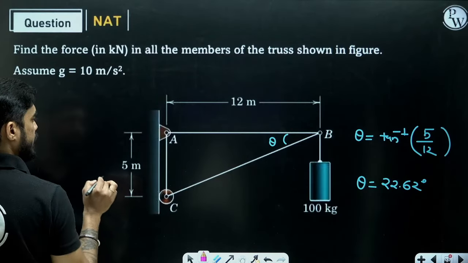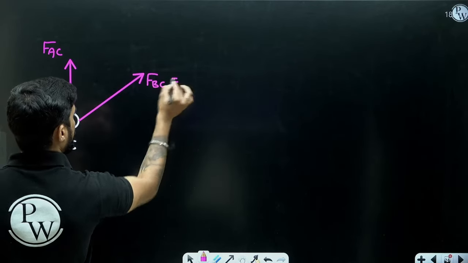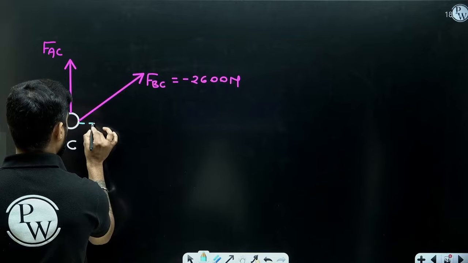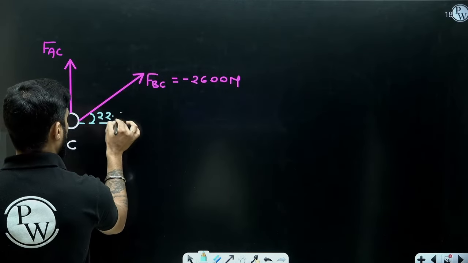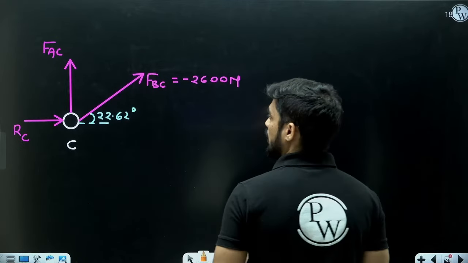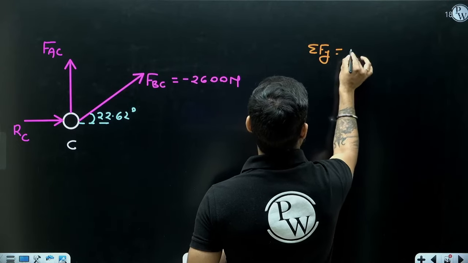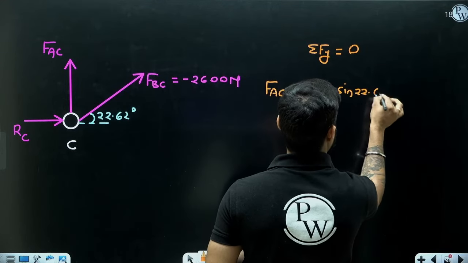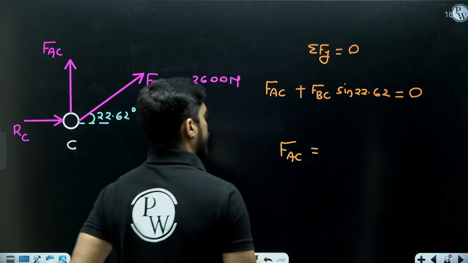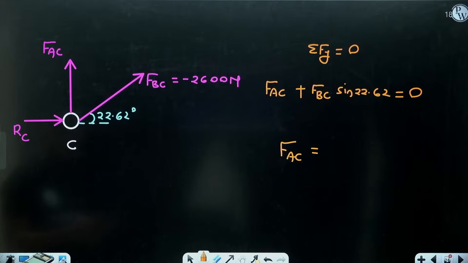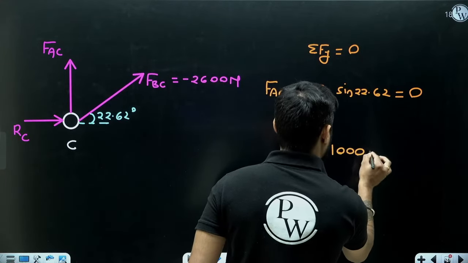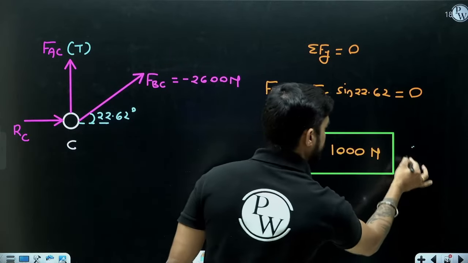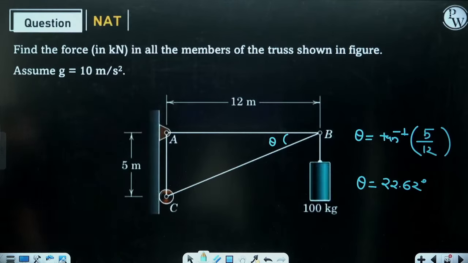this is FAC, which we need to find, and this is FBC, which we have already calculated, minus 2600 Newton, and this angle is 22.62. So here, we need to find FAC, right? So summation of Fy equal to 0, it will give you FAC plus FBC sine 22.62 equal to 0. So from here, FAC is around 1000 Newton and this will also be positive. So we have assumed this to be tensile and we are getting positive answer, so this must be tensile. So we have calculated the force in each member.